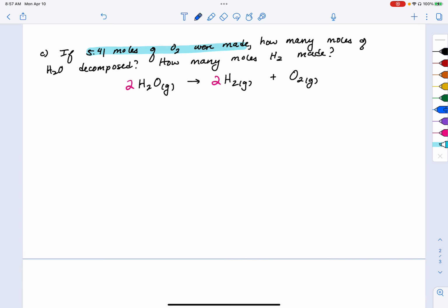So again, this is looking at kind of my pantry in the sense that I'm looking at what my dish looked like, meaning how much scrambled eggs I made or how many cookies I actually baked, and reverse engineering from that quantity of my dish what I had to have taken from my pantry. So this is kind of like our pantry, but reverse engineered. So we have two parts of this question. We want to know how many moles of water decomposed if 5.41 moles of oxygen were made, and then also how many moles of hydrogen gas were made.